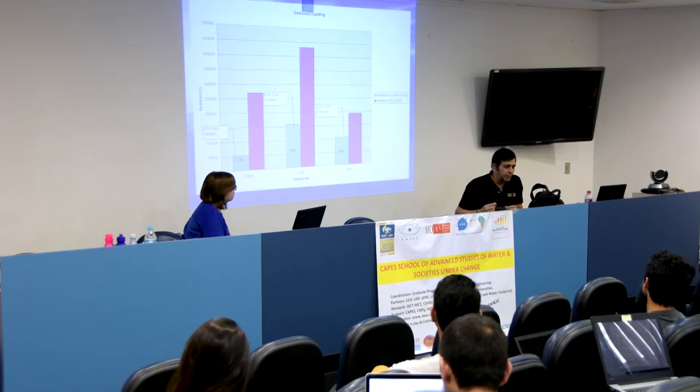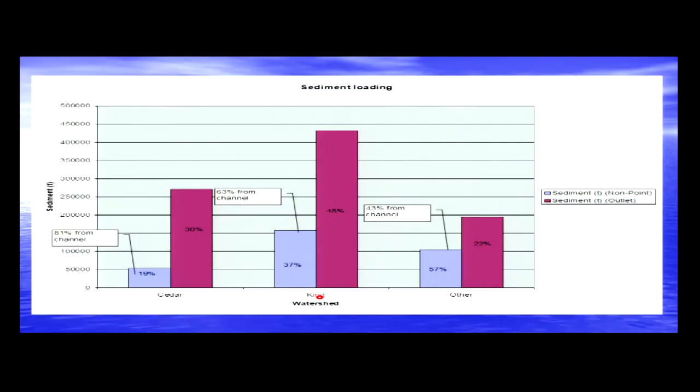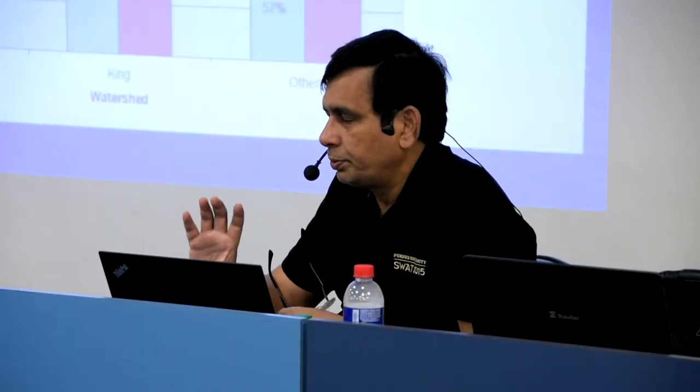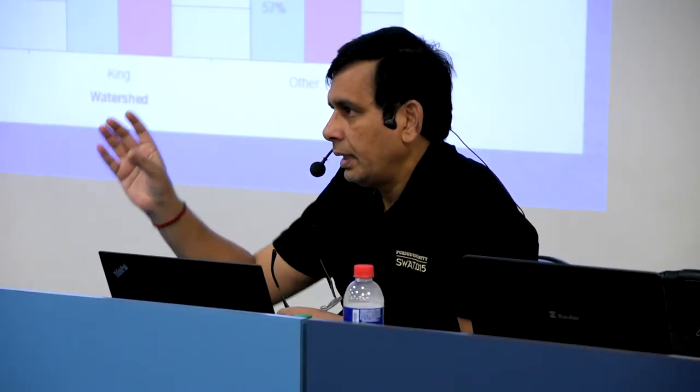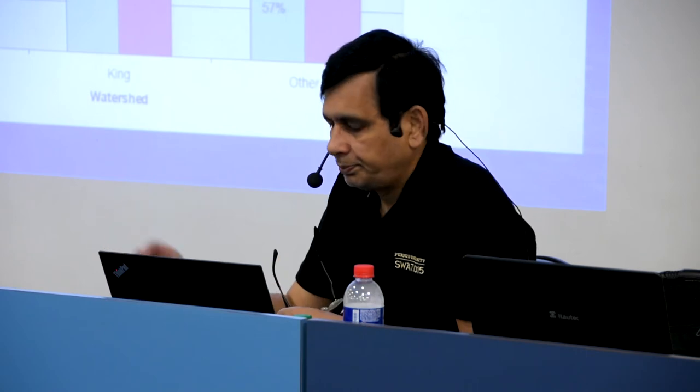The next is sediment. This is the amount of sediment coming from the channel. The channel is contributing almost 20% of the sediment, and the remaining 80% is coming from the landscape in the Cedar Creek. In the Kings Creek, almost 37% is coming from the channel, and 48% is coming from the landscape. So you can apportion the sediment again into two different sources, landscape and channel.